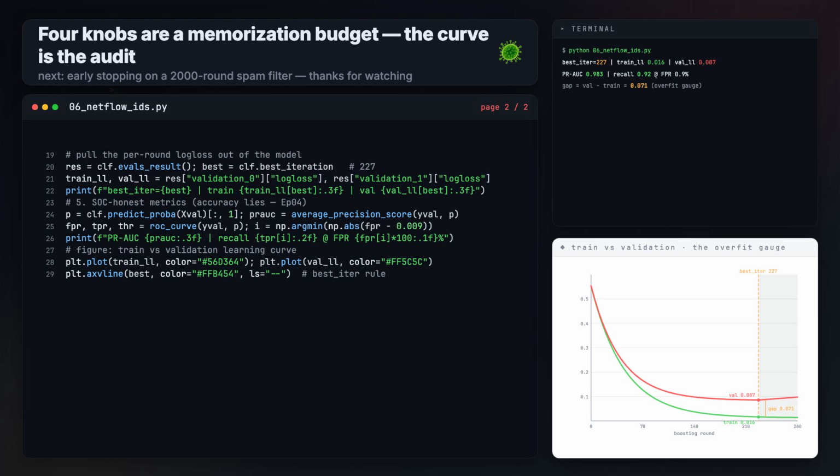Next episode we change targets, a spam filter, where someone, to be safe, set boosting rounds to 2000. It shows why more rounds is always better is the most expensive myth in boosting, and how early stopping rounds, the knob we just leaned on, halts the model the instant the validation curve turns against you.